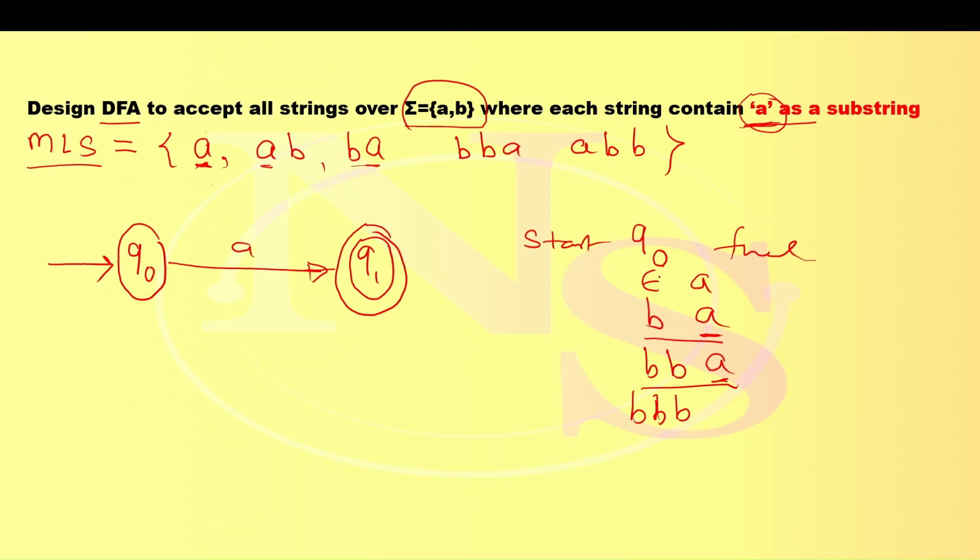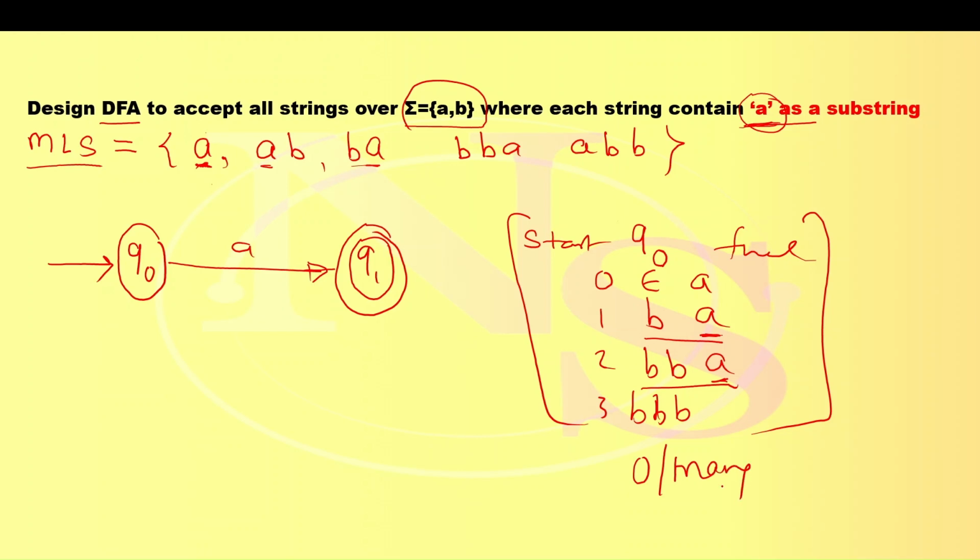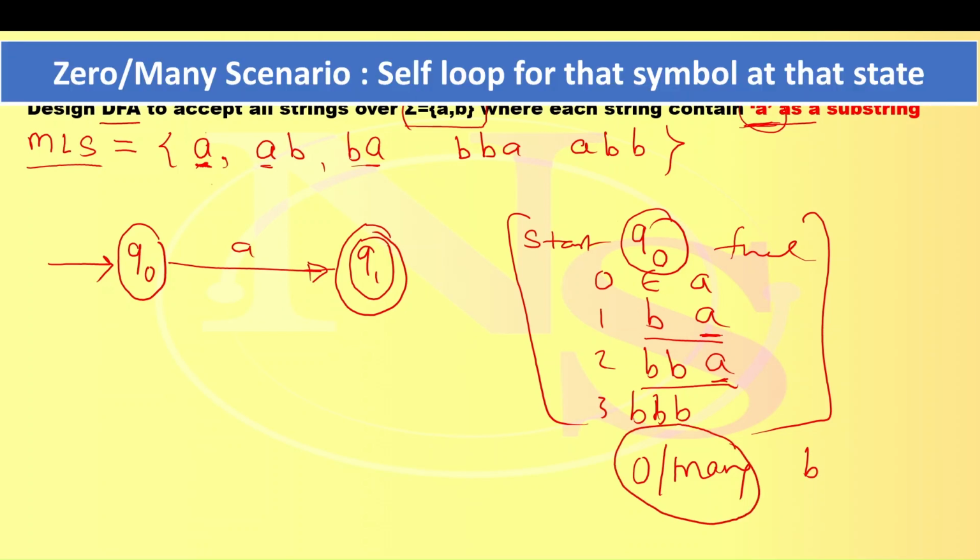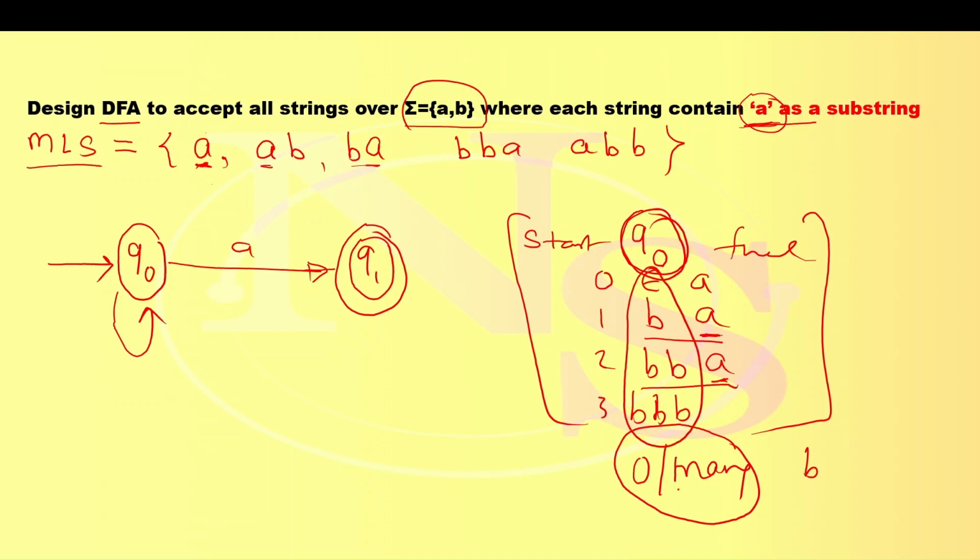It means what? Epsilon. This is the conceptual way that you need to follow, because Q0 is looking for 1 B or many B's or 0 B's. It means there is a scenario of 0 or many. Q0 is looking for 0 or many B's, and as I mentioned in previous videos, whenever there is a scenario for 0 or many, you need to give the self loop. At which state? The state is Q0. For which symbol? The symbol is B, because there are 0 or many B's. You can follow this way for the conceptual understanding. Once you understand everything, you can follow the short trick also.